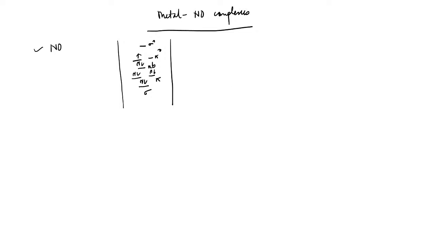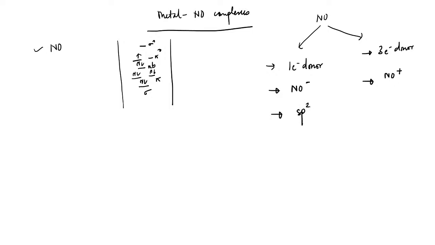So this is the molecular orbital diagram of nitrosyl. The next thing to note is that nitrosyl can behave as two different types of donors: one electron donor, and three electron donor. If it's a one electron donor, the species is like NO negative, and if it's a three electron donor, it's like NO positive. In the first case nitrogen is sp2 hybridized, and in NO positive, nitrogen is sp hybridized.